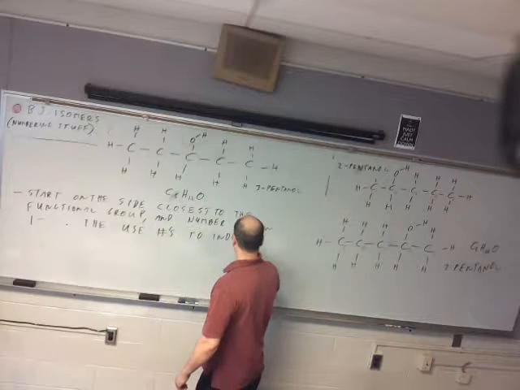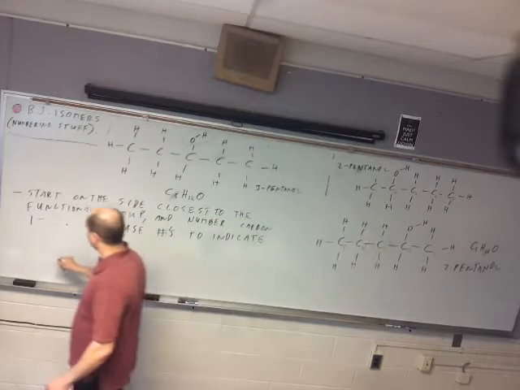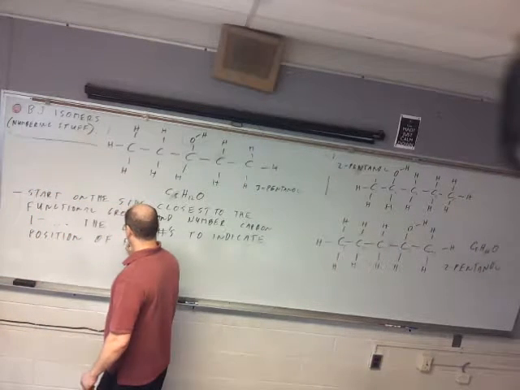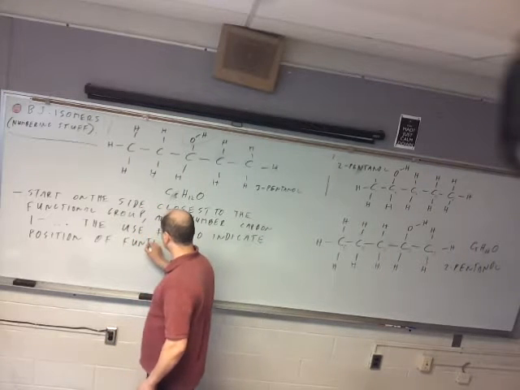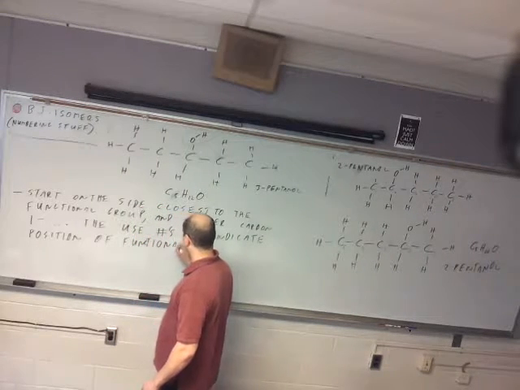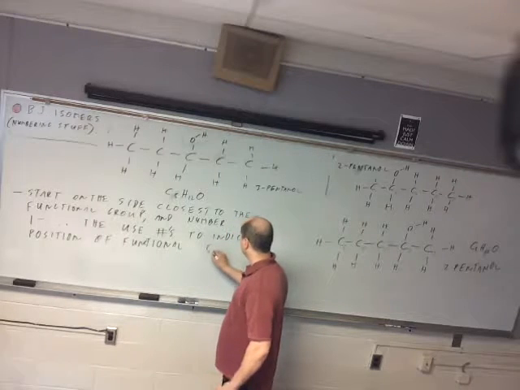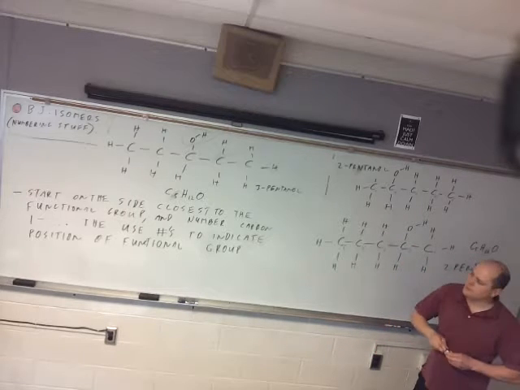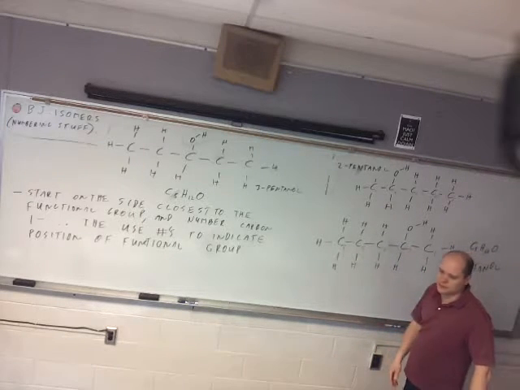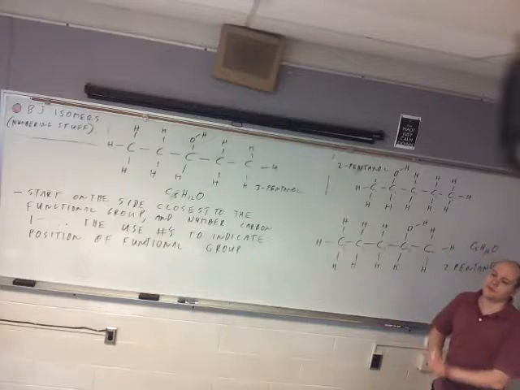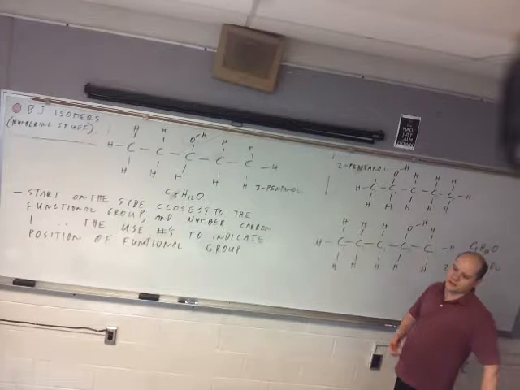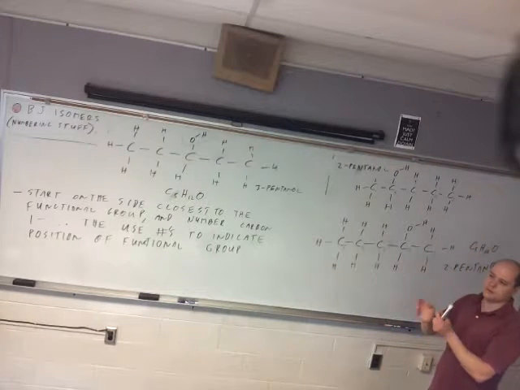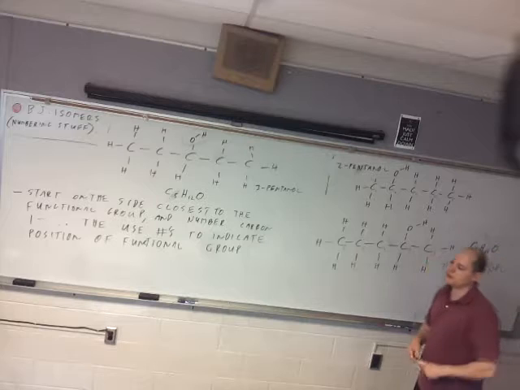Indicate position of function. Or a double bond or triple bond, same thing. We number where they are the same way. And when we're doing double and triple bonds, you use the number of the first, the lower of the two numbers. Like if there's a double bond between carbons 2 and 3, you would say 2-pentene, or whatever it is.